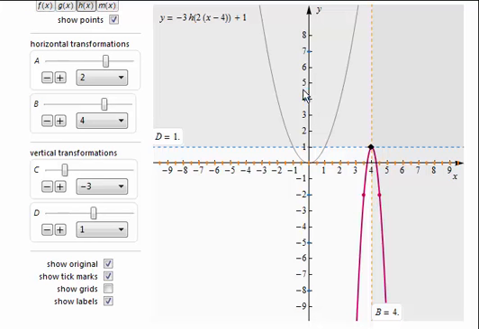Likewise, the axis of symmetry has been shifted 4 units to the right. The horizontal line of reference has been shifted up 1, and the graph is narrower. So that, thanks to our interactive figures, is how transformations of functions work.